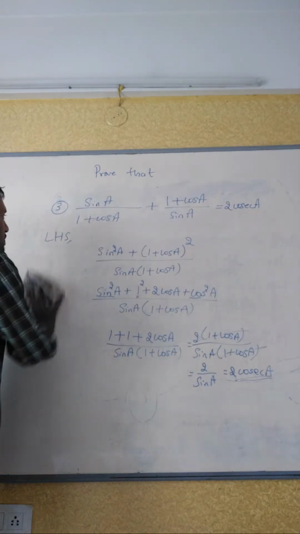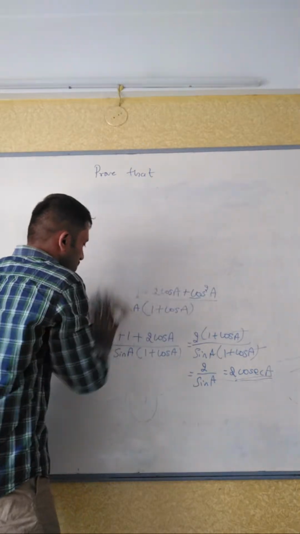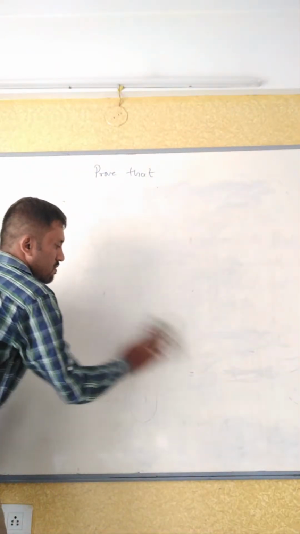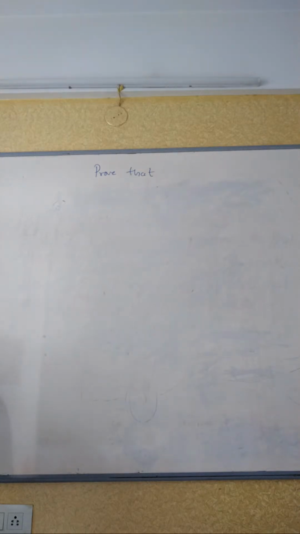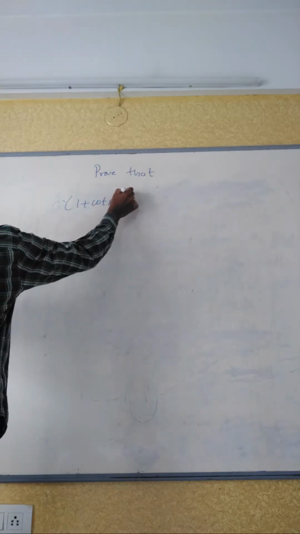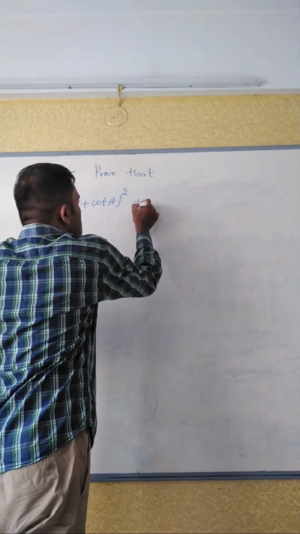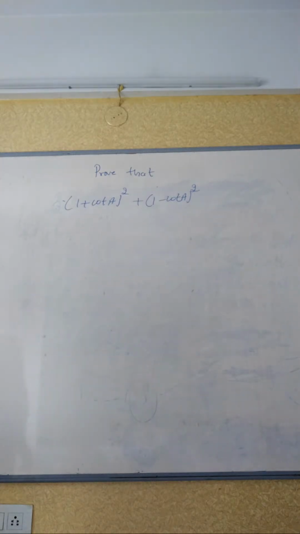Let me take the next question. 1 plus cot A the whole square plus 1 minus cot A the whole square is equal to 2 cosecant squared A.